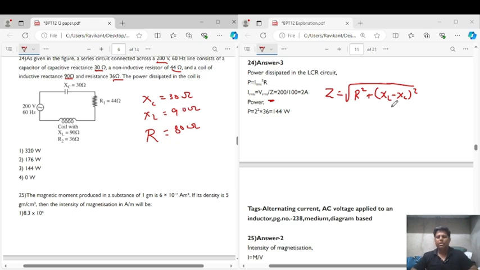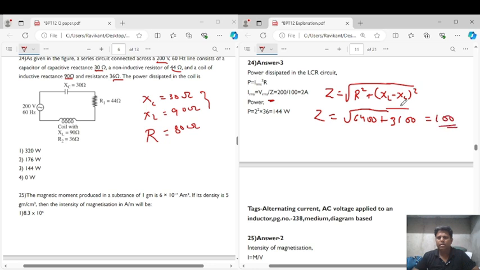Putting these values here, we get impedance Z equals under root of 6400 plus (XL minus XC), which is 60, so it will be 3600. So this is equal to 10,000, so the root will be equal to 100. So impedance comes as 100. Putting impedance as 100 here, we get I RMS equals 2 ampere. So I RMS is equal to 2 ampere.